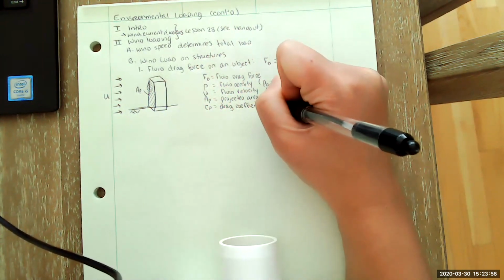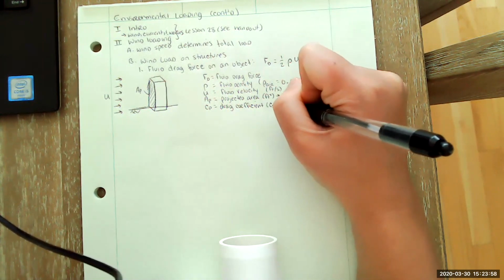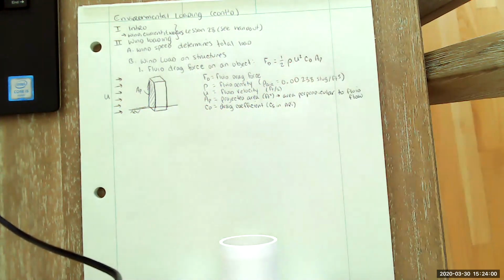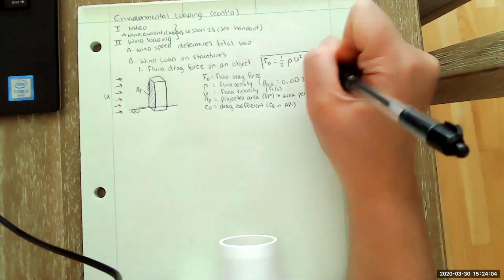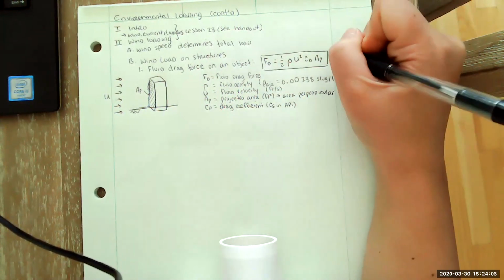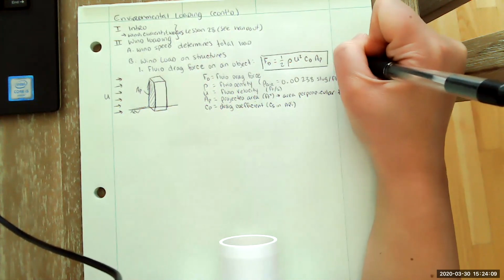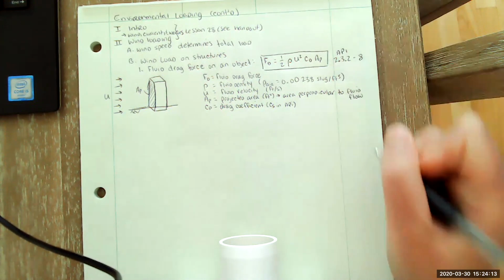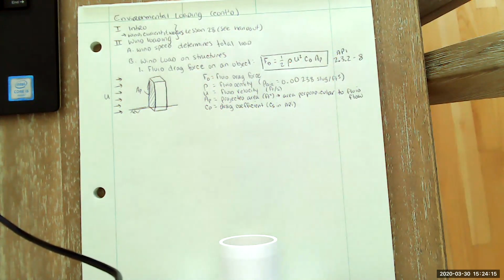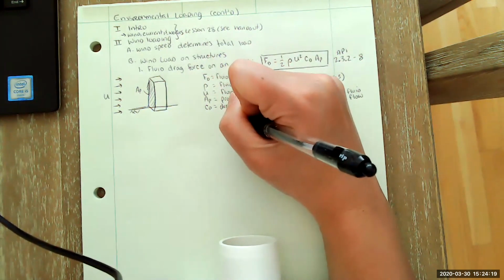Note that this is C sub S in API. This equation actually is given in the API standard. The equation number is 2.3.2-8 if you want to check out that full standard for API's equation. This is going to be empirically determined.